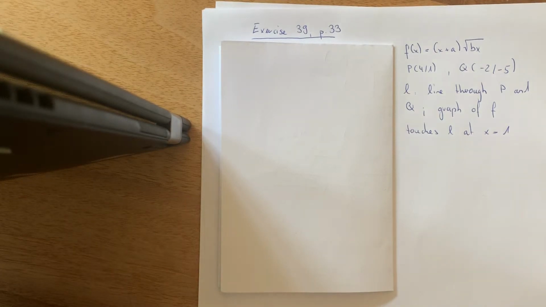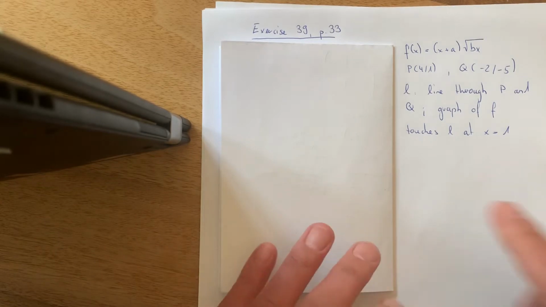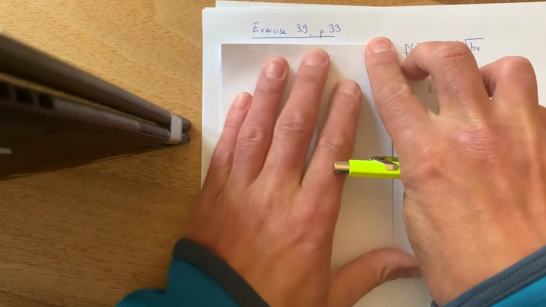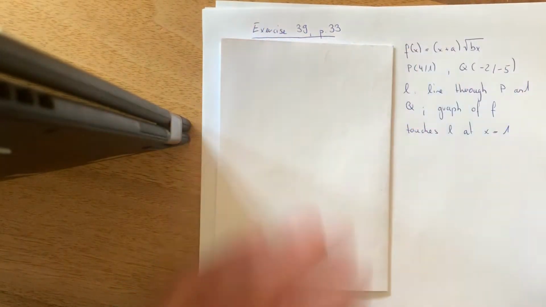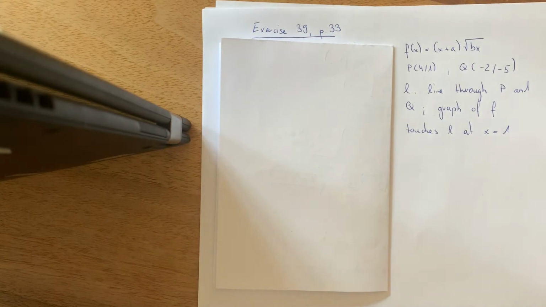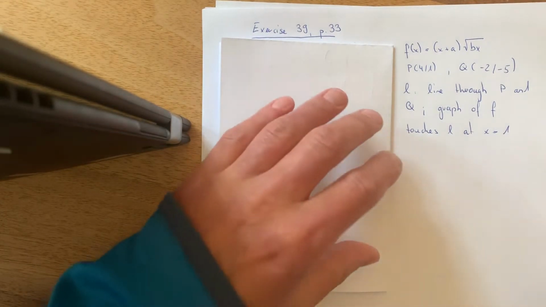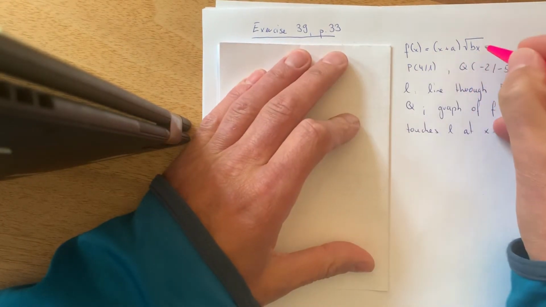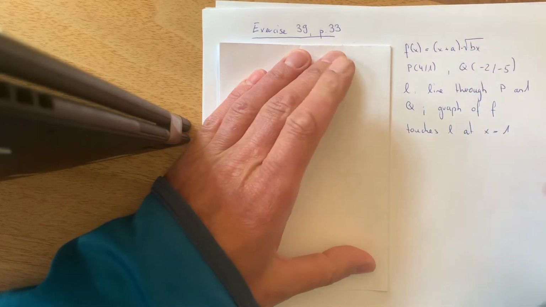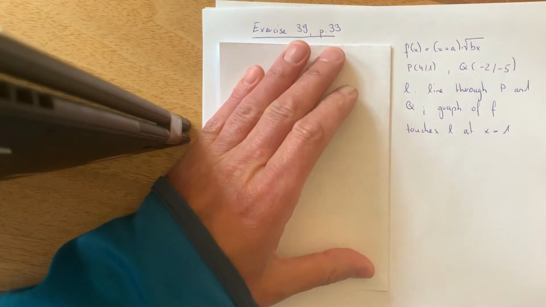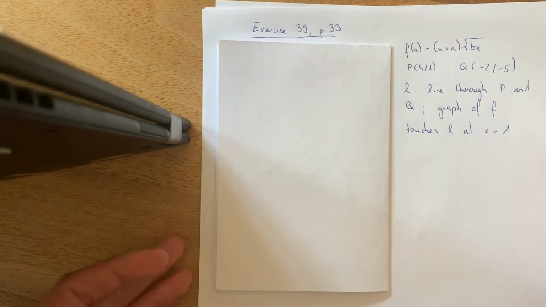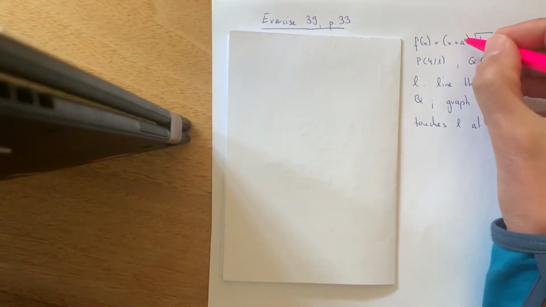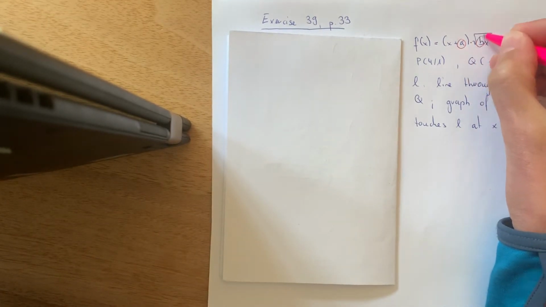Okay, this is exercise 39 on page 33. Well, so what's the problem? The problem is we are dealing with the following function. You see the function equation here on the right. We are dealing with the function f of x equals (x plus a) times the square root of b times x. And of course, what is our problem? Well, our problem is to find a and to find b.